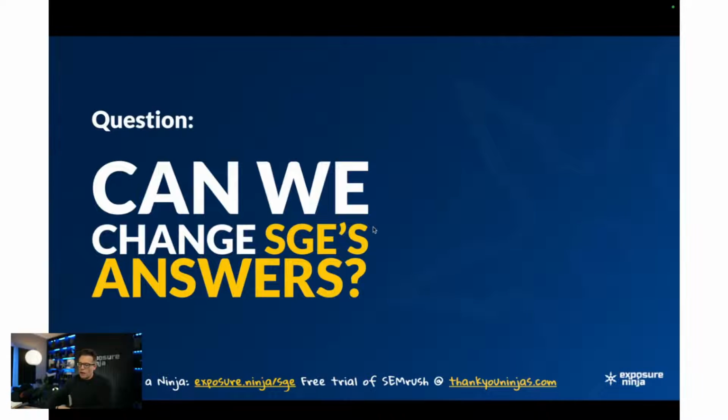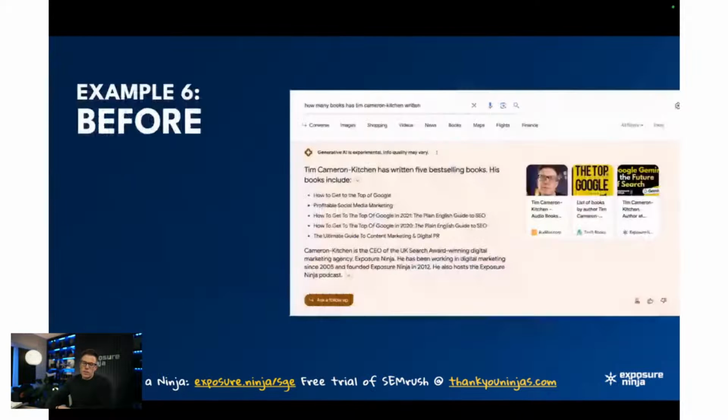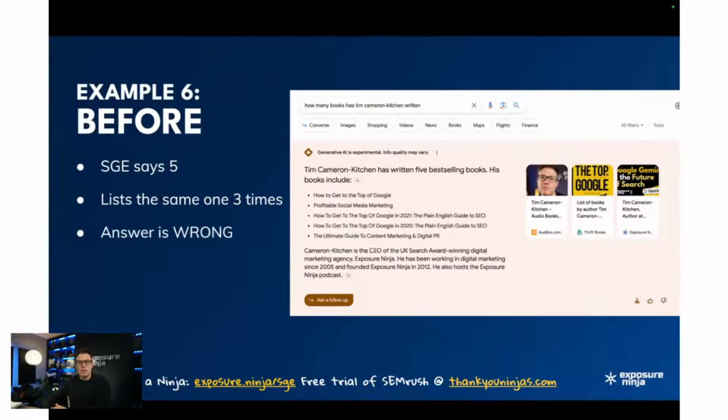Turns out, in this search, how many books has Tim Cameron Kitchen written? The answer that SGE gave was 5 books. And it was a pretty rubbish answer. If you look at this answer, you can see how to get to the top of Google is listed here, but then it's listed 2 other times as well. So it's a rubbish answer, and it's actually wrong, because there are 2 more secret terrible books that nobody knows about.